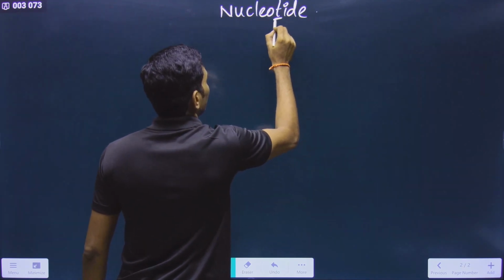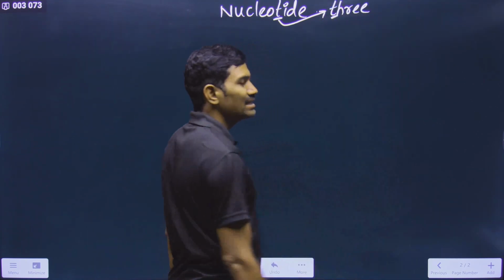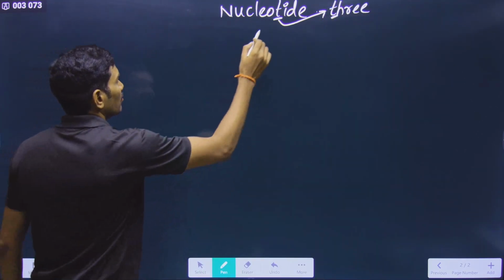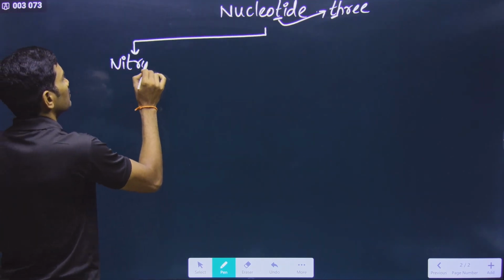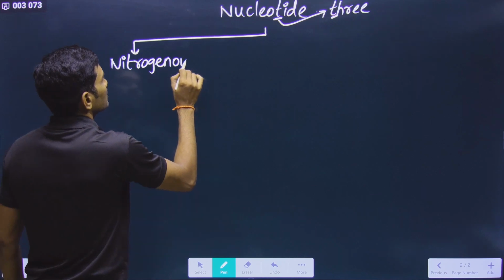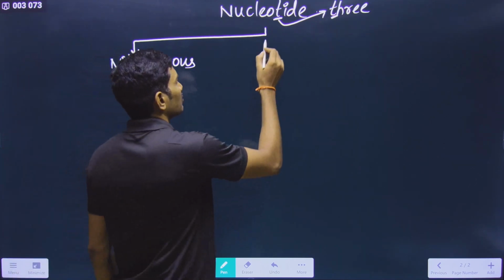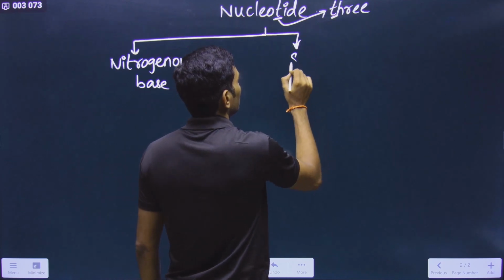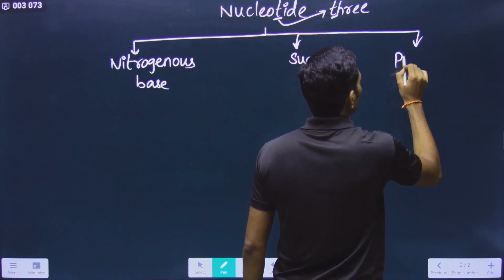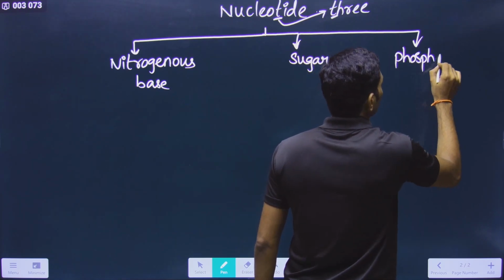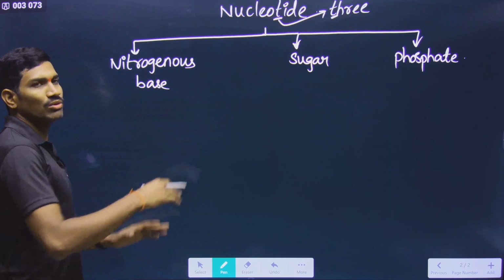Each nucleotide has 3 components. What are these 3 components? The first one is the nitrogenous base, the second one is sugar, and the third one is the phosphate group. These are the 3 components that are present in the nucleotide.